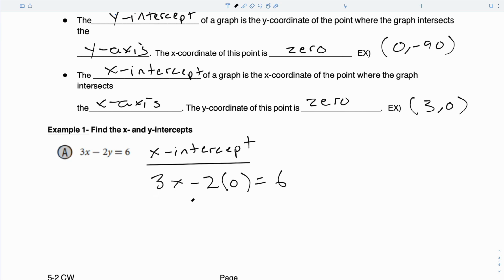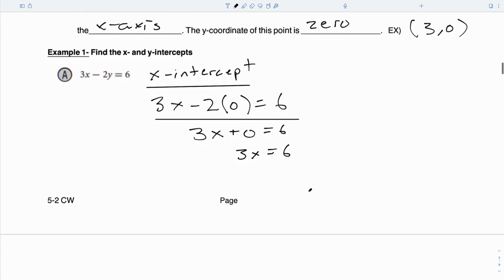What does that do to this equation? What am I left with as my variable? You're left with x. The negative 2 times 0 just becomes 0, and it basically goes away. So you're left with 3x equals 6 as your equation. The whole goal of this is to get x by itself. So you have now x equaling 2, and your x-intercept is that coordinate pair 2, comma, what?